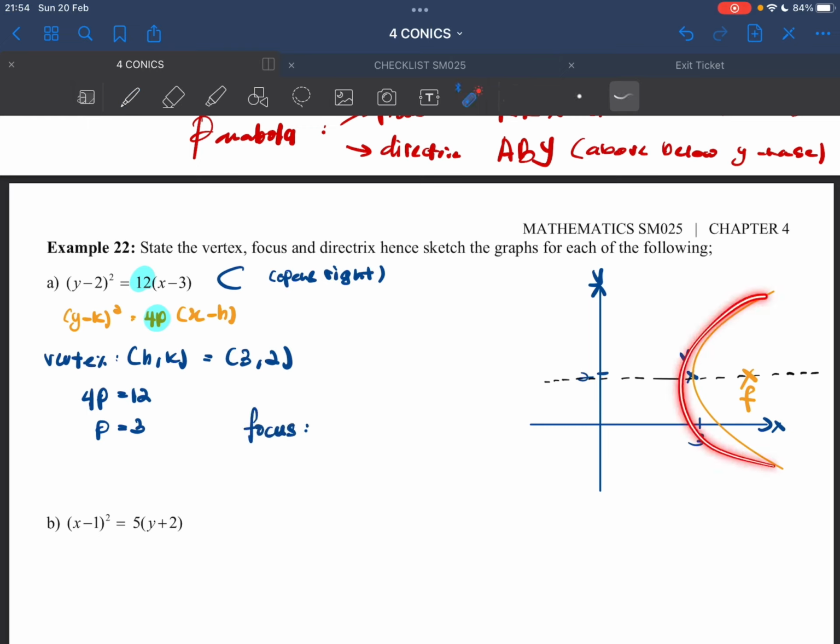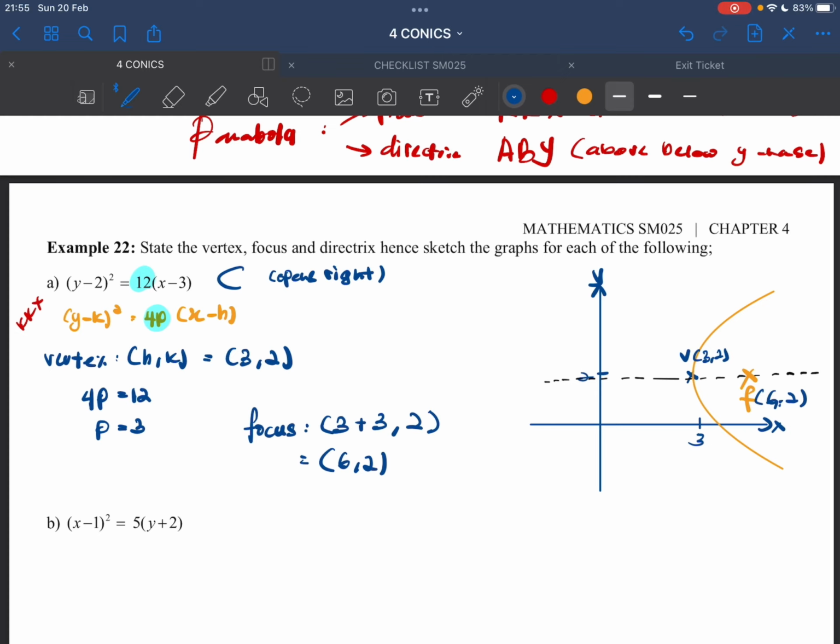So now let's see the focus. Here the shape is right or left, which in this case is right, so x will change. Remember, this one here is the x-direction, so x will change. The coordinate of the vertex is (3, 2). Let's take 3. Since the focus is on the right, you have to add the distance, which is the value of p. So we have 3 plus 3, y will not change. So the coordinate of the focus is (6, 2). Label that (6, 2).